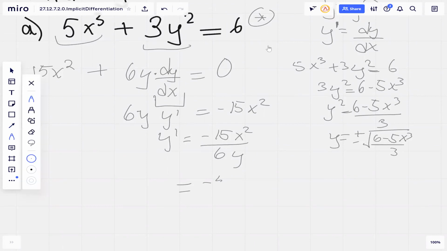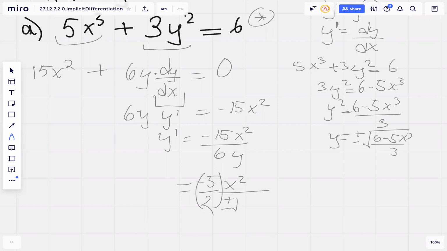We actually do have a common factor of 3 between the 15 and the 6. So why don't we factor that out? x squared over, brackets around that, over plus or minus the square root of 6 minus 5x cubed all over 3. It's not real pretty, but it's probably a lot easier to find the derivative of y this way than rewriting it and taking the derivative of this mess here. All right, so let's look at the next question.